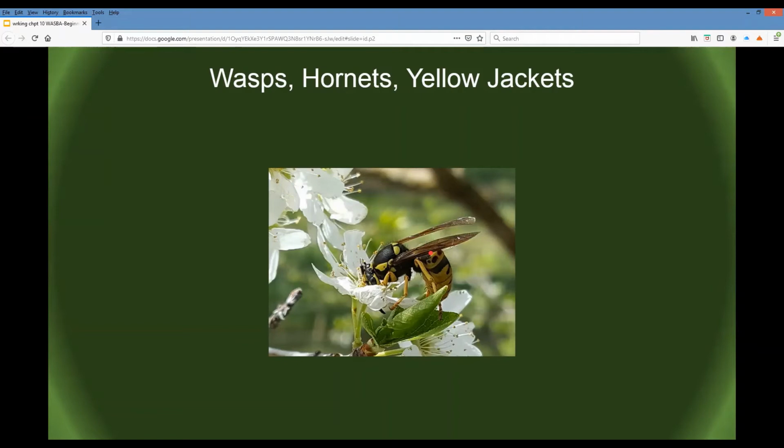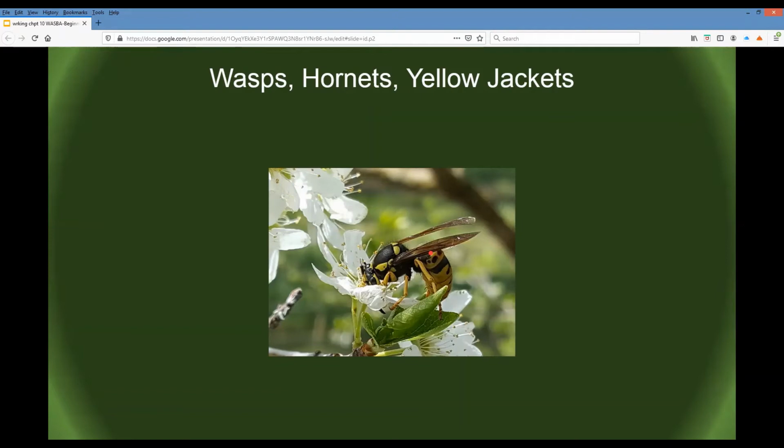Usually only the queen overwinters, especially in colder climates. But all that being said, they actually are good pollinators, like honeybees are. And they also control agriculturally damaging insects. So they do have a benefit to gardeners.